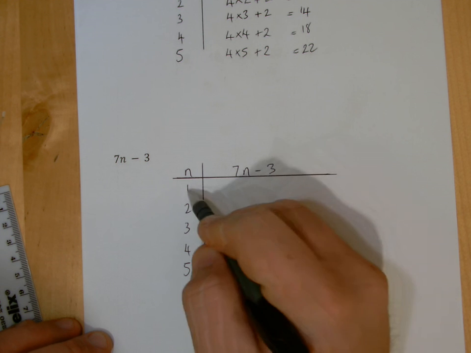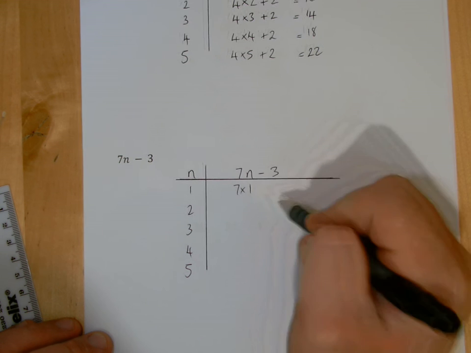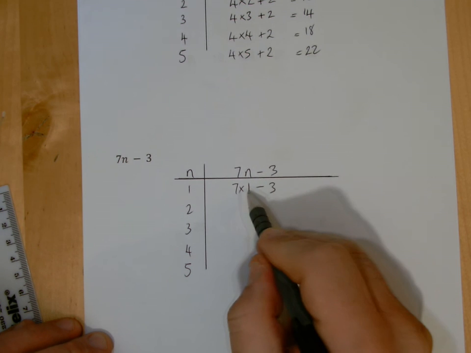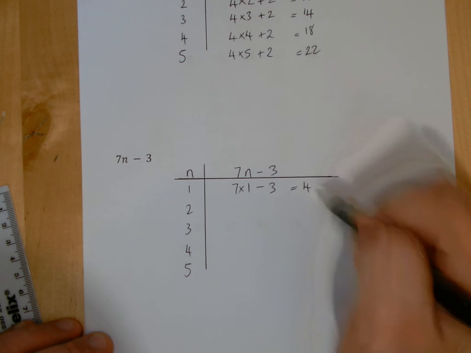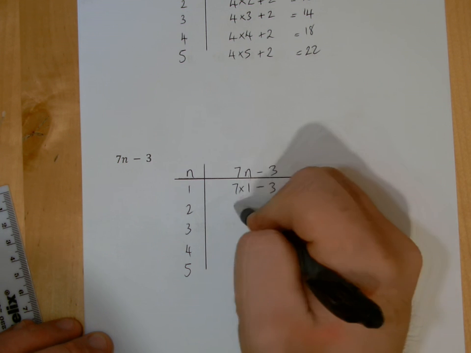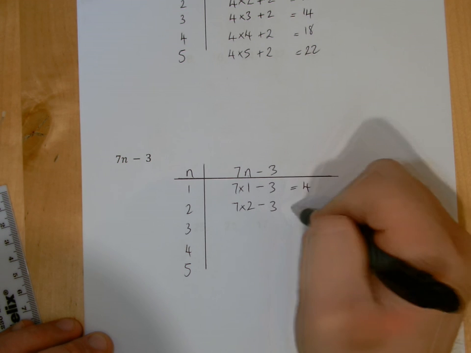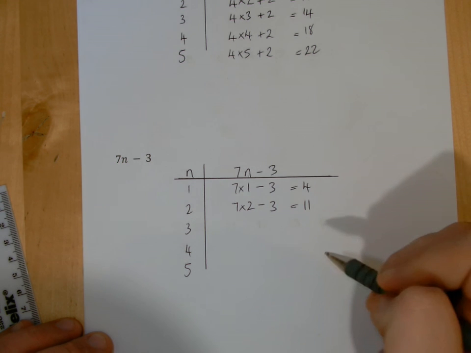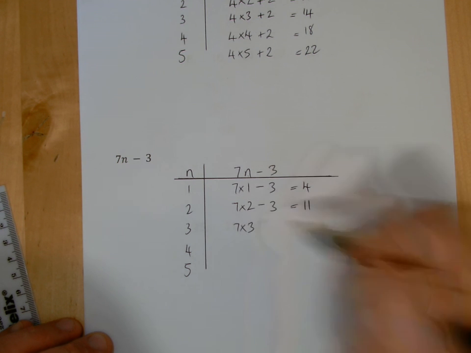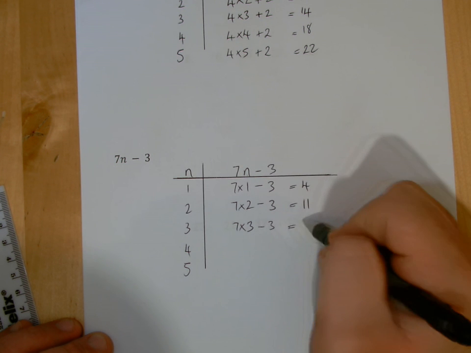So if n is 1, it'll be 7 times 1. And then it says you've got to take away 3. So we're always going to take away 3 in this case. So 7 times 1 is 7, take away 3 is 4. And then when n is 2, it'll be 7 times 2, which is 14. Take away the 3, which is then 11. So then when n is 3, put it in. So it'll be 7 times 3, which is 21. Take away 3 is 18.